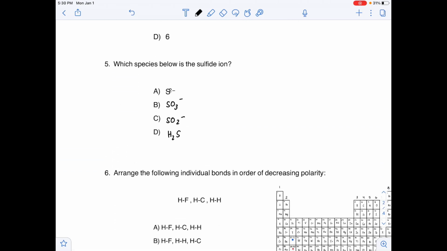For question 5, it says which species below is the sulfide ion? Well, we can eliminate B and C because those are sulfate and sulfite. And then we can eliminate D because that's not sulfide ion. So that only leaves A because sulfide ion is S2-.